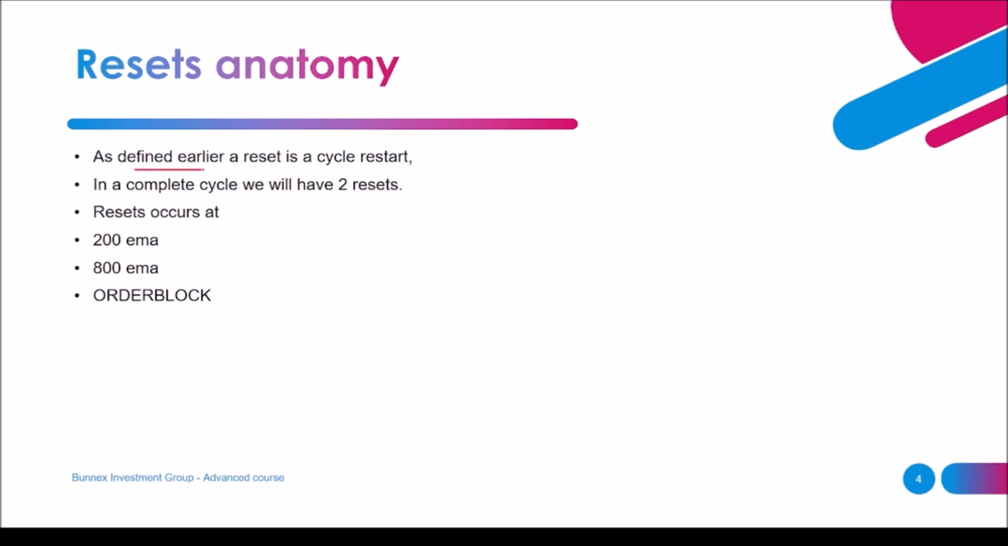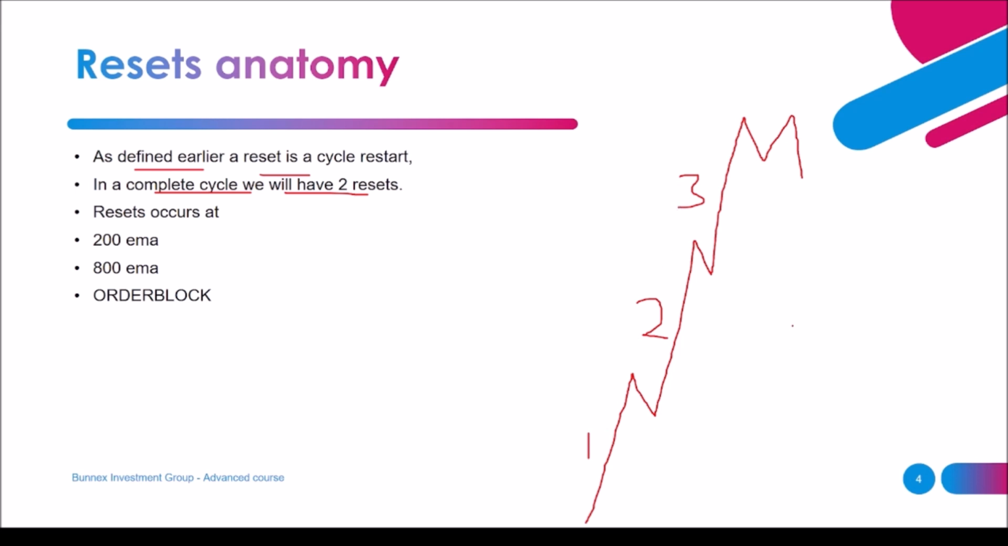So as defined earlier, a reset is a cycle restart. In a complete cycle, we'll have 2 resets. By that, we said any higher time frame of choice will always consist of 3 levels of its preceding time frame. Like in this case, if we take an H4 time frame, we have level 1, level 2, and level 3 of the H4 time frame. If we switch this to the previous time frame, which is the H1, we'll have 1, 2, and 3, like that.